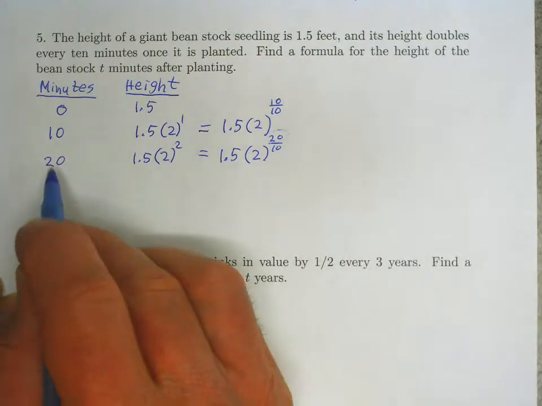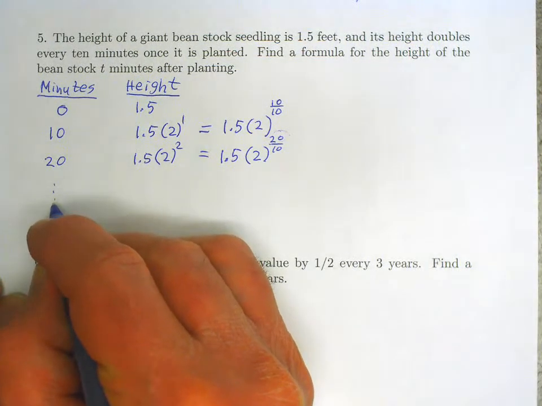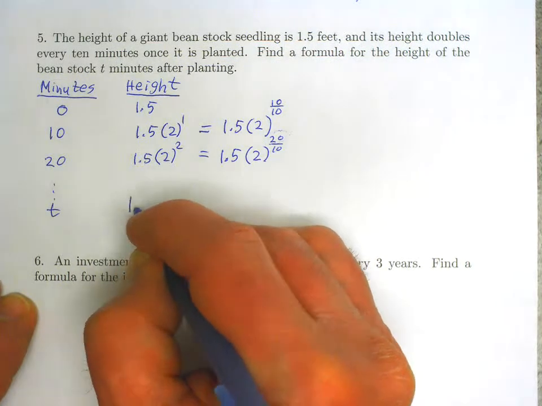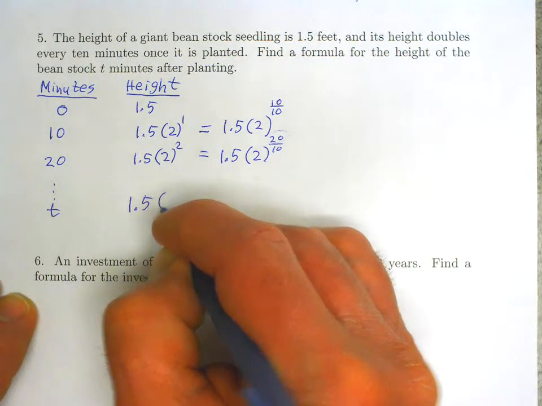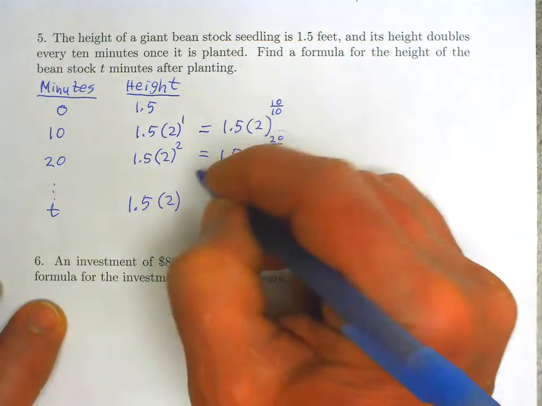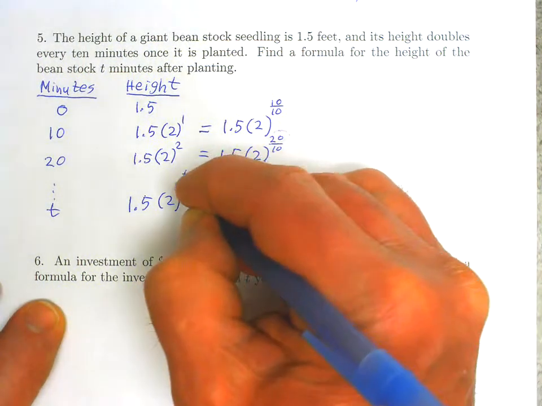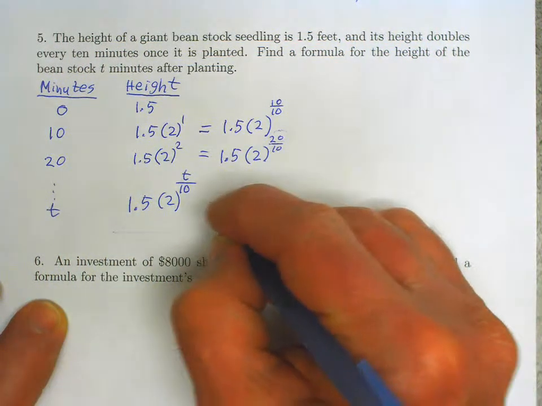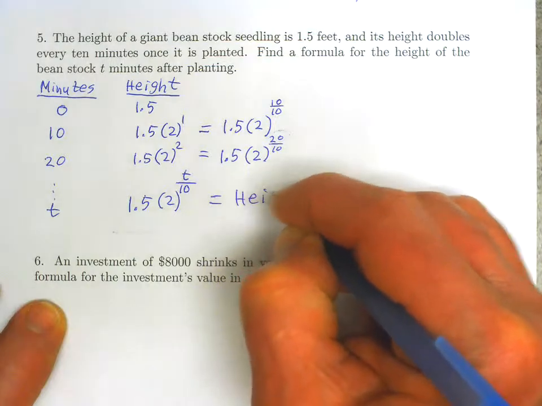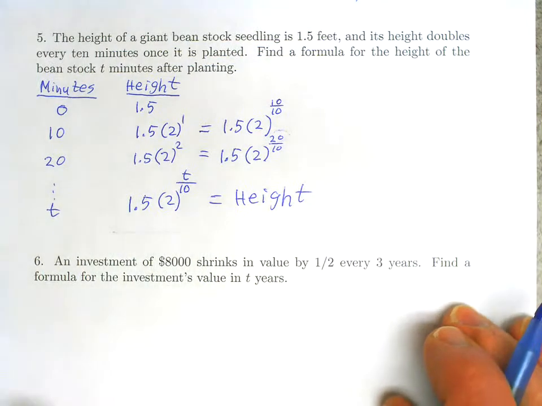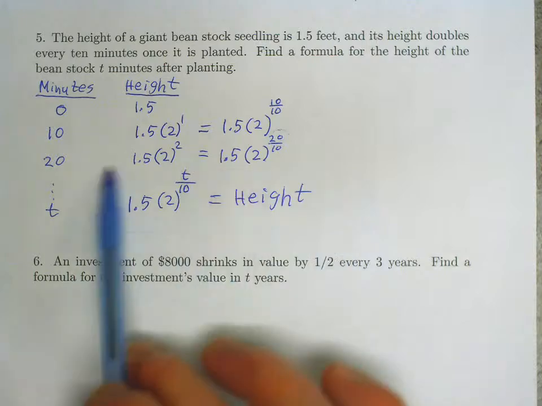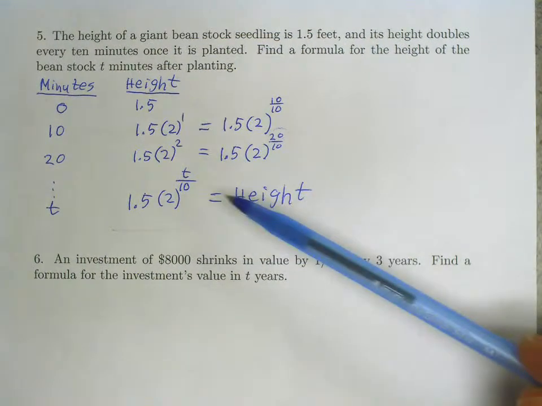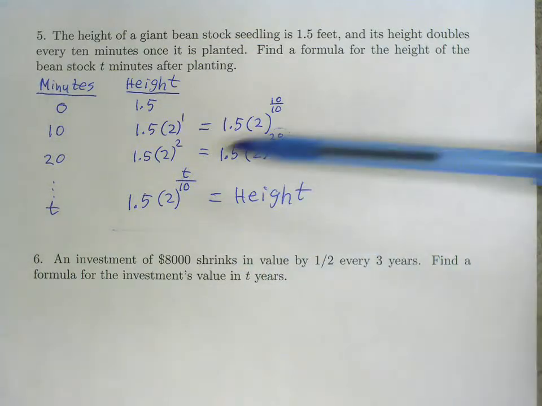Okay, so if we can see the pattern, after t minutes, the height of the beanstalk will be 1.5 times 2. The exponent will be the number of minutes t divided by 10. So this is the formula for the height after t minutes. And you can verify that this is the correct formula just by evaluating it for different values of t.